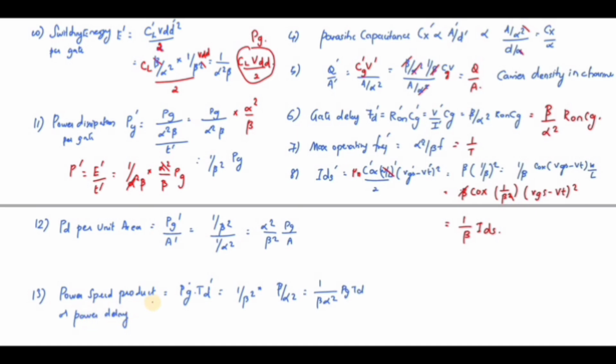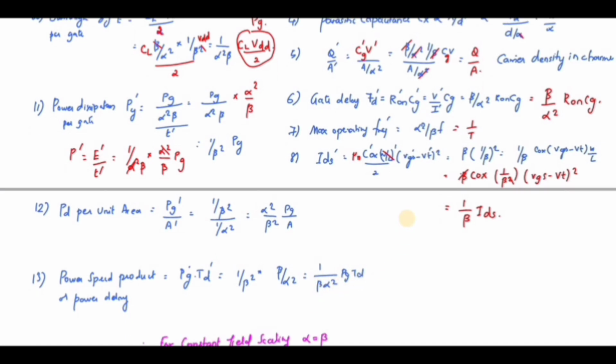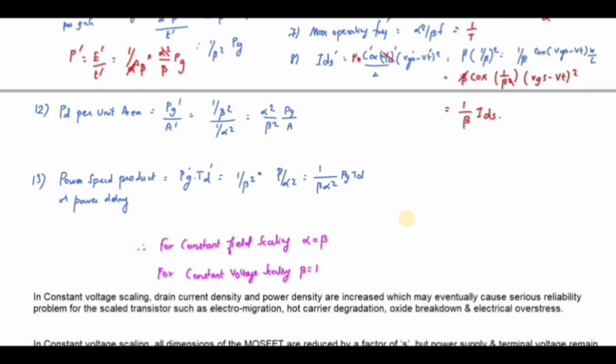Next, power into speed product, or power delay. So the power into time. So what is the power value? Power value is the power dissipation in the transistor, nothing but 1 divided by beta square, and TD is nothing but beta into alpha square. So the beta gets cancelled, and we'll get 1 divided by beta alpha square, Pg into TD.